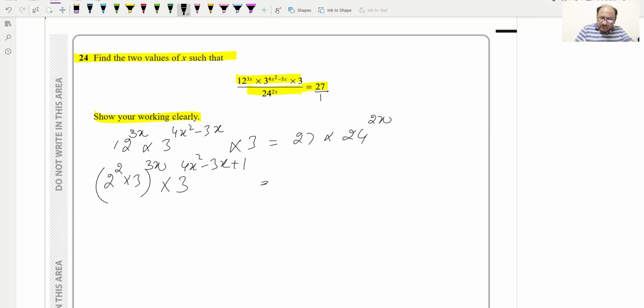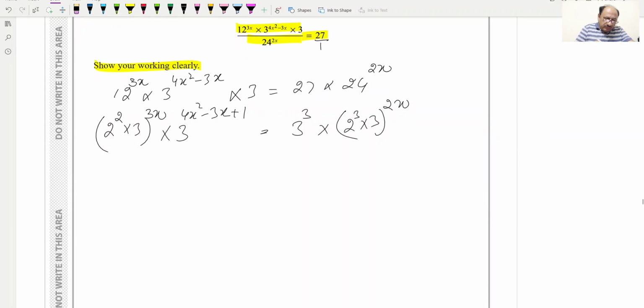Hopefully you understood this. Now this 27 we can write as 3 cubed, and 24 we can write as 2 raised to 3, which will be 8, and multiplied by 3. So (2 cubed into 3), this will be 24, and whole raised to 2x. This is what we have done. Now we will be again using the power law, so this will be multiplied by this.